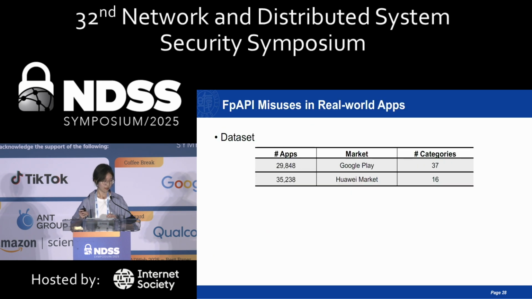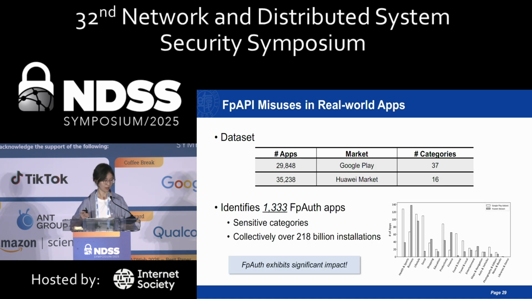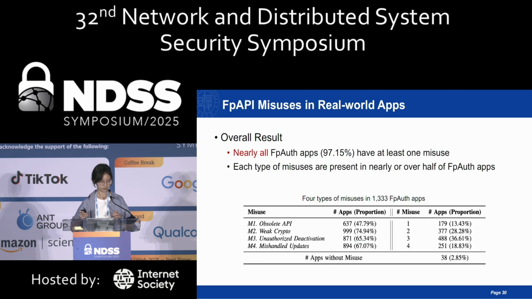To measure the FpAPI misuses in real-world apps, we perform analysis on a total of about 65,000 apps from Google Play and the Huawei market. Among them, we identified 1,333 apps using FpAuth. These apps belong to sensitive categories and have a combined total of 280 billion installations, showing their widespread influence. And our results are concerning.